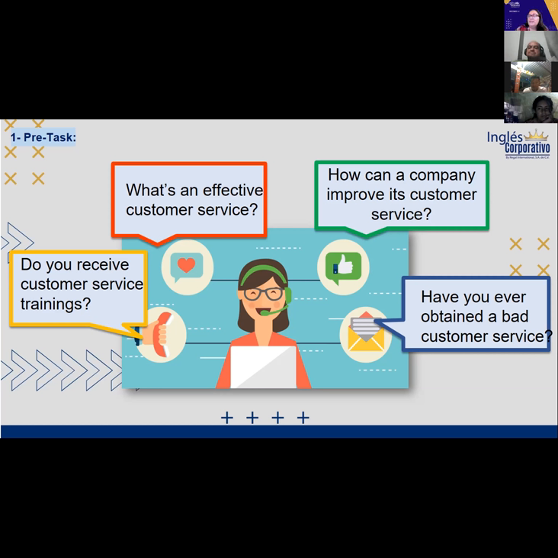Because sometimes the agent or the person that is attending the customer is probably not really informed about the procedure. So it's not that he or she doesn't want to give a good customer service, but probably sometimes he or she doesn't know about the procedures, about the way of doing things. So that's why the customer service is not very efficient or it's not very good. But if the company trains the agents or the people that are in this area of attending the customers, of course they are going to give a good service, right?